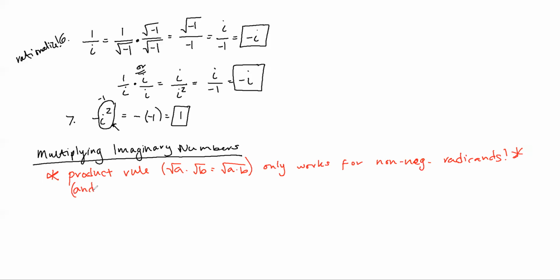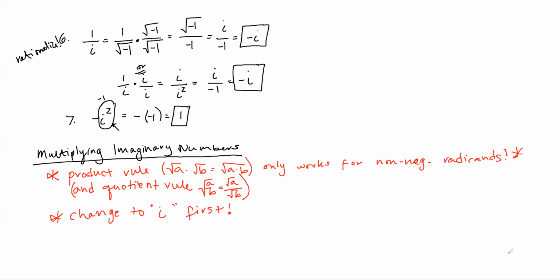And I should also add here the quotient rule. So remember the quotient rule was where you had the square root of A over B is the square root of A over the square root of B. Okay, so what we are going to do to deal with this problem so that we can still use the product rule is we're going to change to i first. So let's take a look at what I mean by that.